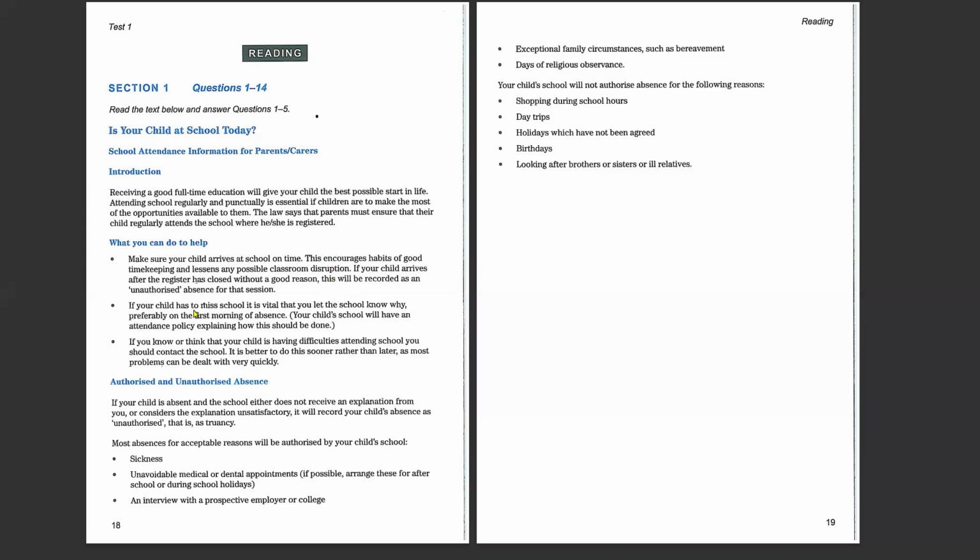Yeah, and the next paragraph, if your child has to miss school. Now the location is here. If your child has to miss school, it is vital that you let the school know why, preferably on the first morning of absence. Your child's school will have an attendance policy regarding the same.